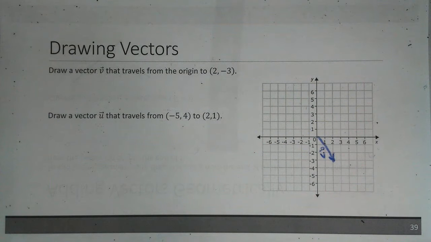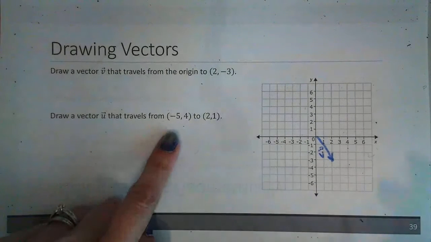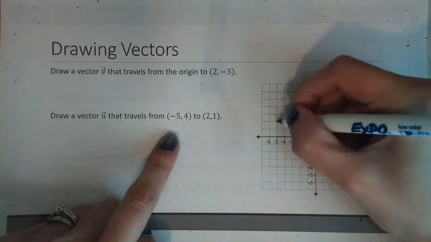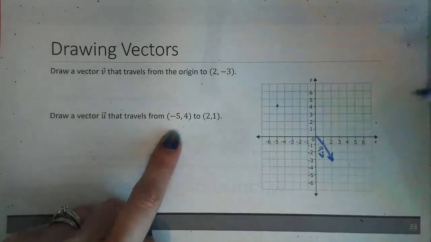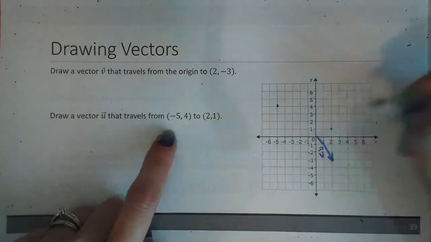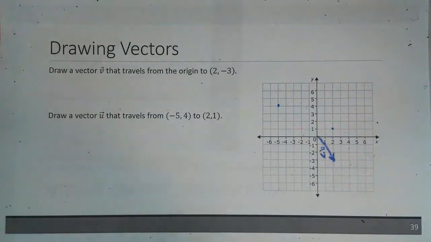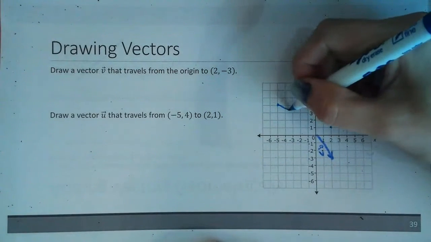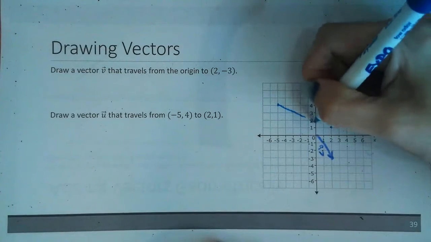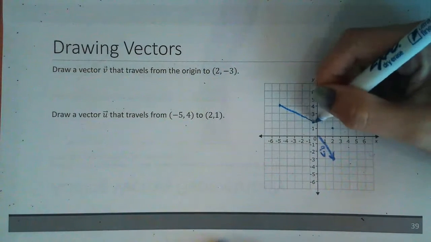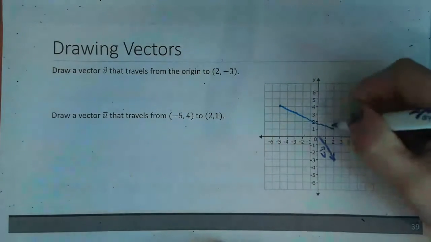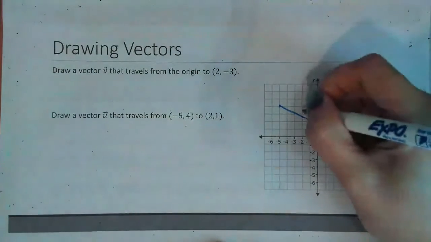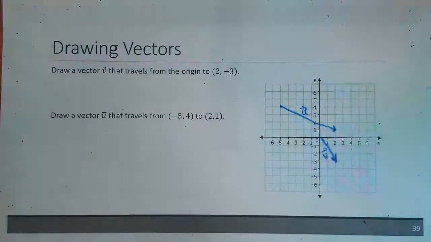Next up, we're going to draw a vector u that travels from -5, 4, so let's find that, to 2, 1. That'll be here. Once we connect the dots, make sure you start in the right place because the direction of the arrow matters. It'll look something like that, assuming I can draw a straight line, and that represents vector u.